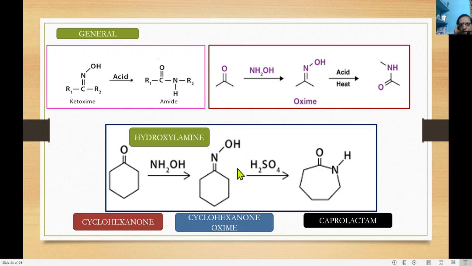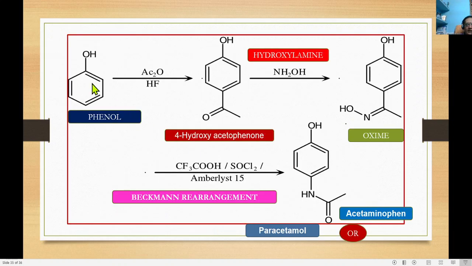What will happen immediately? H plus ion is added here to form H2O plus. Now water is removed and the positive charge migrates towards the nitrogen. What will happen? The migration takes place. So this bond migrated towards here to make a lactam. So this is called caprolactam as a final product of our Beckmann rearrangement reaction. And this is one application of the Beckmann rearrangement reaction.